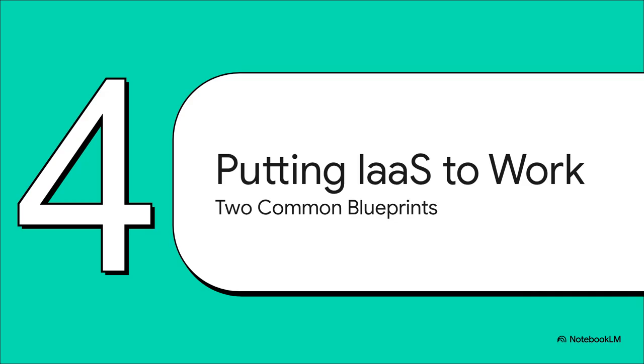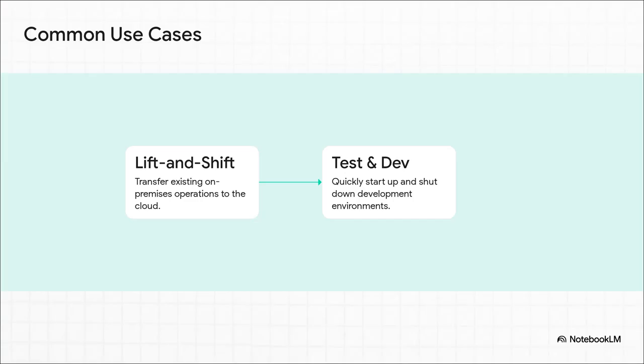Okay, so we've got our plot of land, and we know what we're responsible for. The next logical question is, what do people actually build using IaaS? Let's take a look at two of the most common blueprints out there. When you have this much raw flexibility, a couple of use cases really shine. Two of the most common blueprints you'll see are migrating existing systems as is, which we call a lift and shift, and creating these temporary, super cost-effective environments for testing and development.